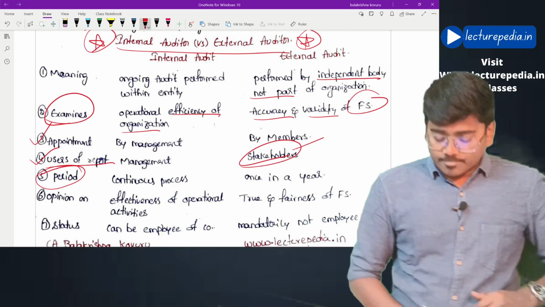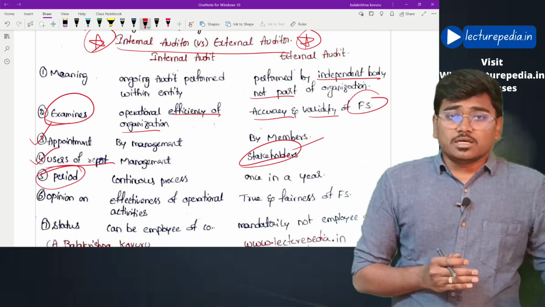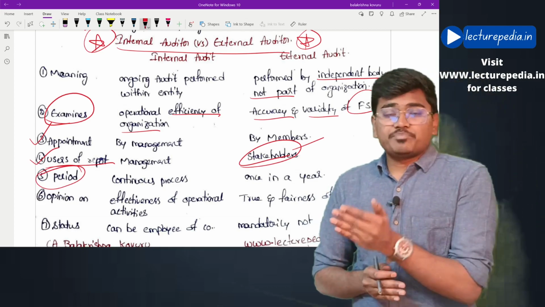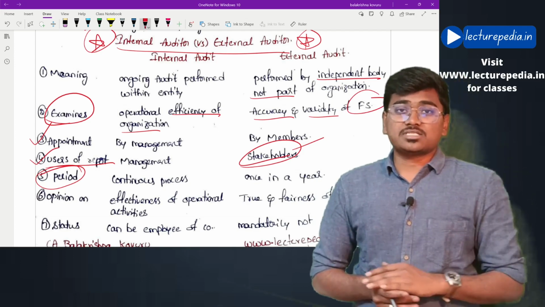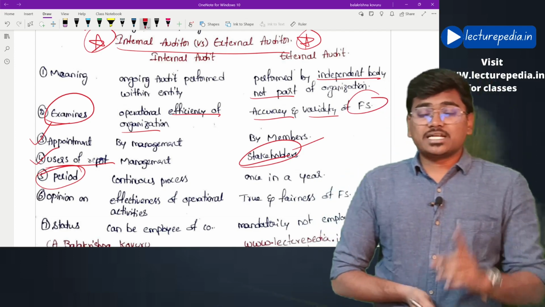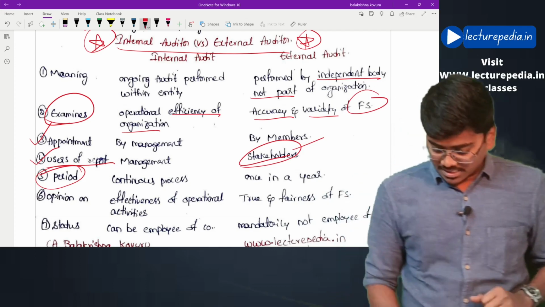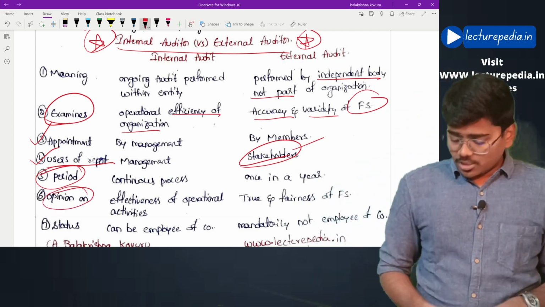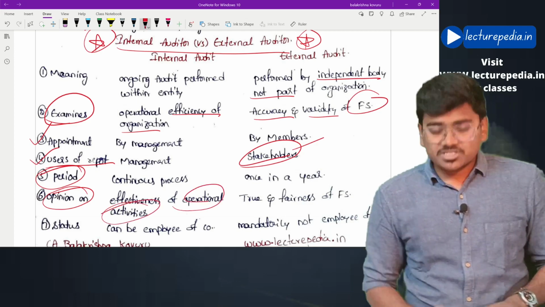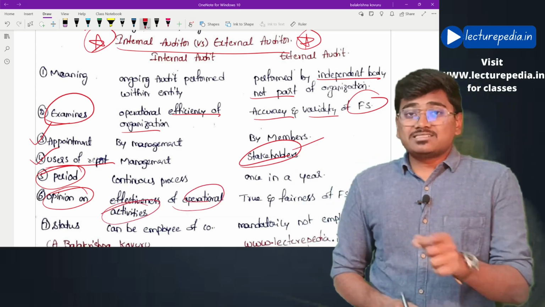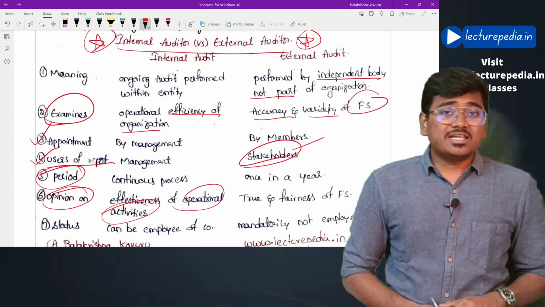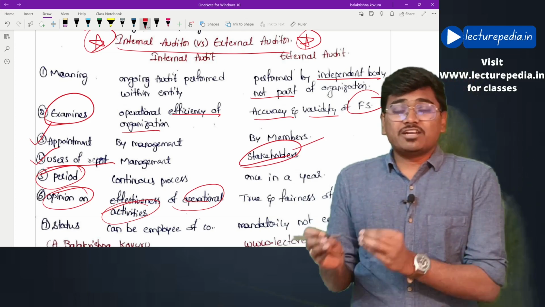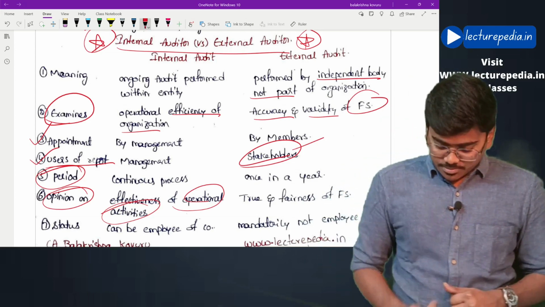And period, generally internal audit will be conducted throughout the year, that is it is a continuous process, whereas external audit will be conducted once per year. Next, opinion. In case of internal audit, opinion will be given on the effectiveness of operational activities of the organization, whereas in case of external audit, opinion will be given on the true and fair view of the financial statement.